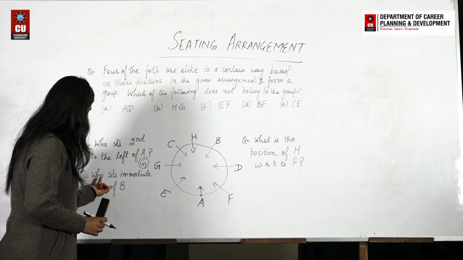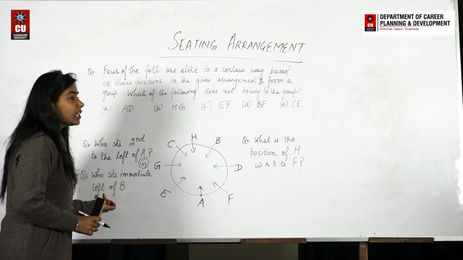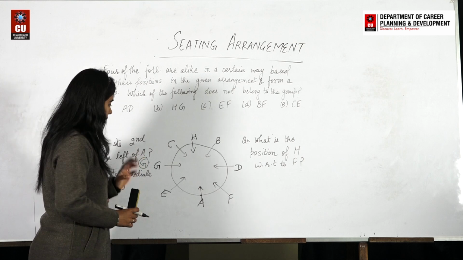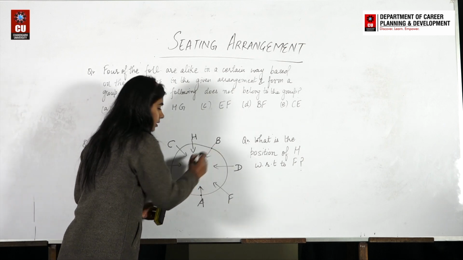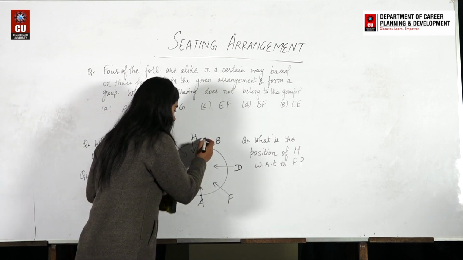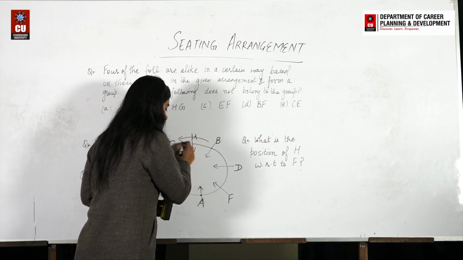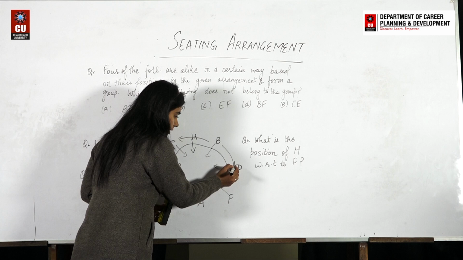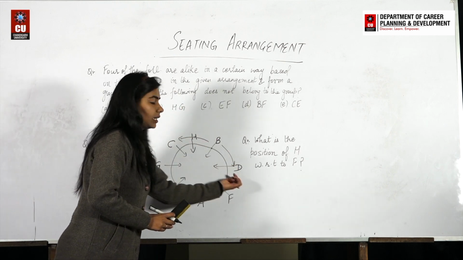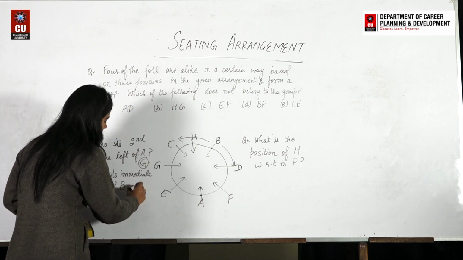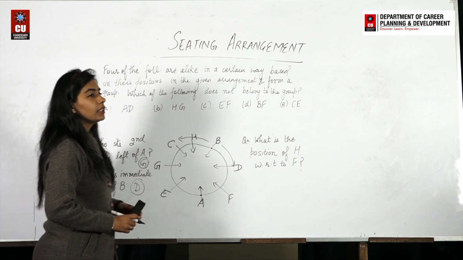The second question says, who sits immediate left of B? B is here and the right side of B is here and the left side is here. Who is the immediate left of B? That is D. Our answer is D.